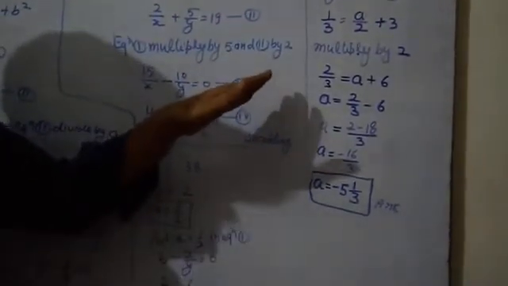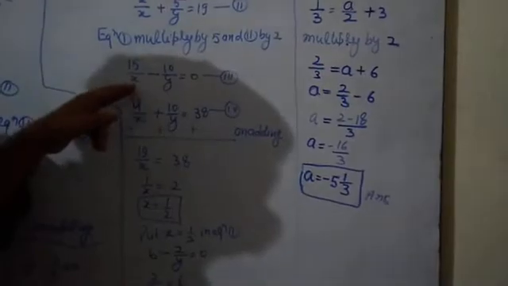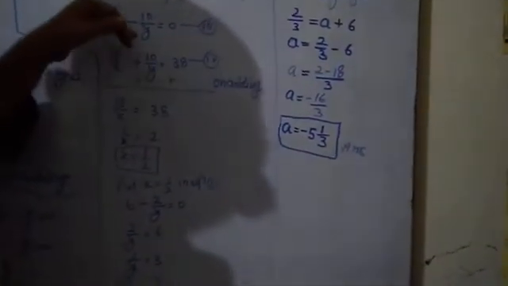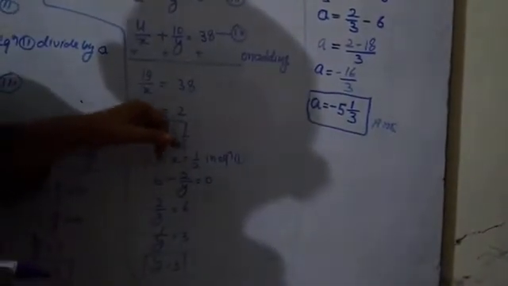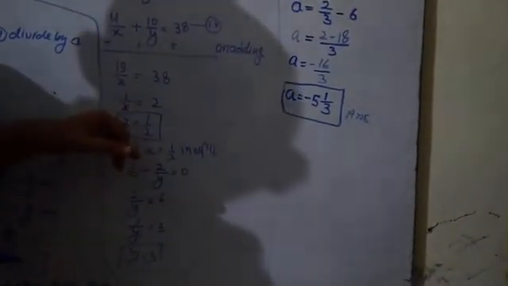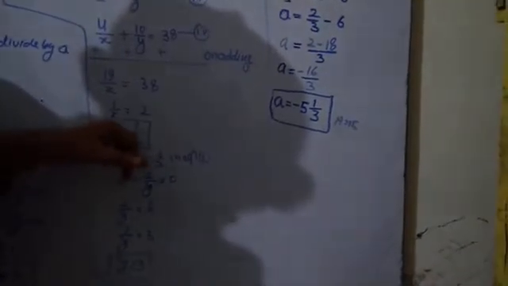Equation 1 multiply by 5 and equation 2 multiply by 2. 15 by x minus 10 by y equal to 0. 4 by x plus 10 by y equal to 38. Adding these two equations, we get 15 plus 4, 19 by x equal to 38. The plus minus cancel. 1 by x equal to 2, or x equal to 1 by 2.